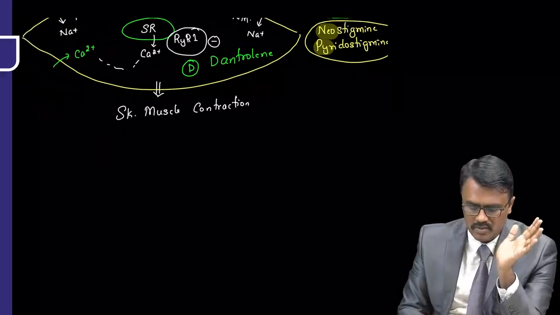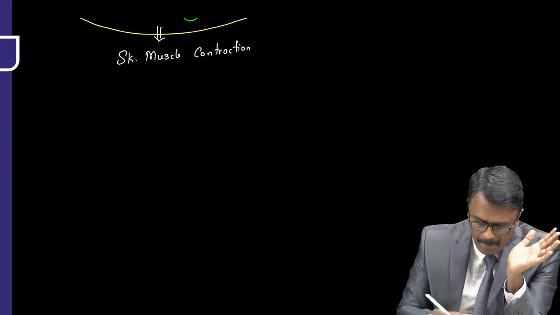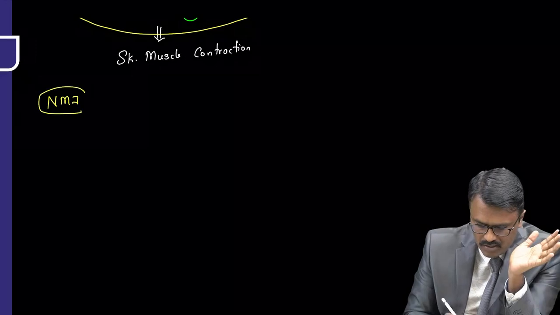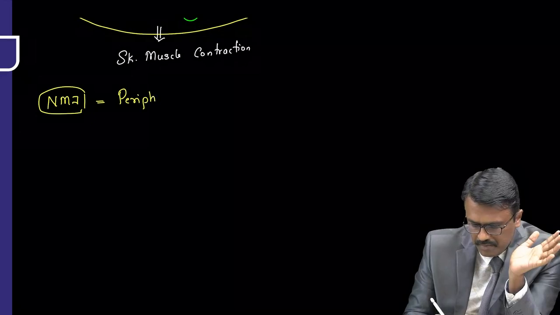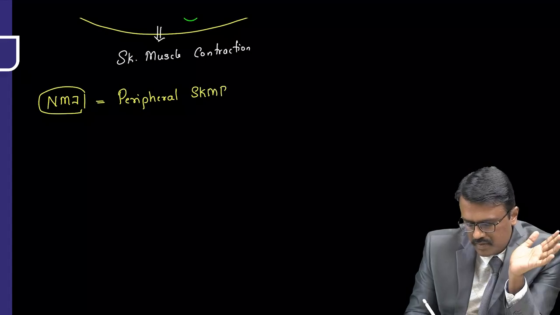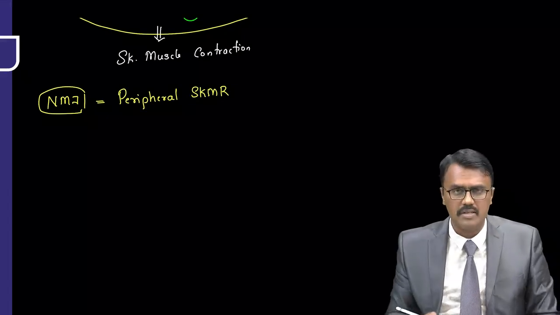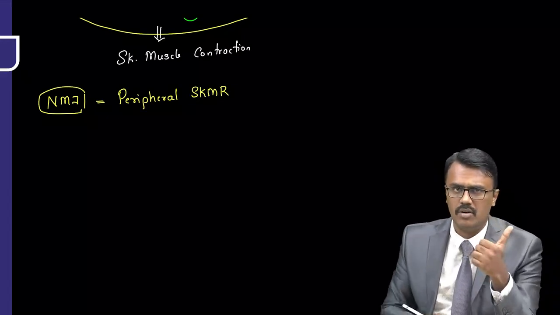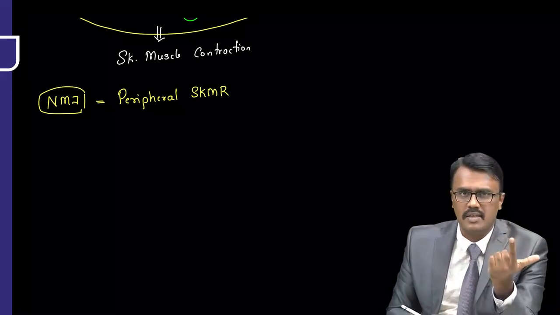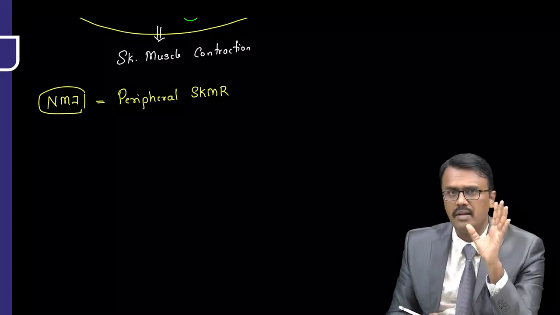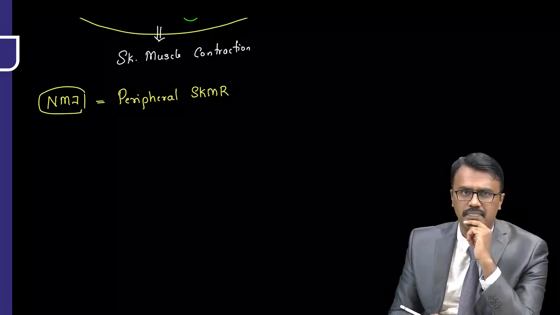So guys, these drugs which act on the neuromuscular junction are called peripheral skeletal muscle relaxants. Let me tell you again: botulinum toxin, then succinylcholine, D-tubocurarine, and dantrolene. They are called peripheral skeletal muscle relaxants.